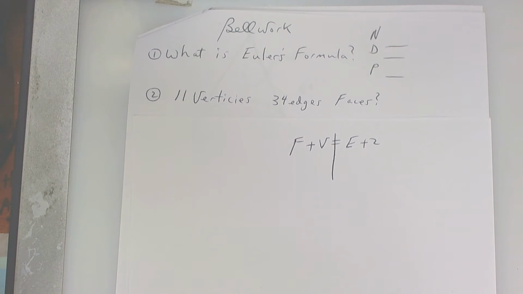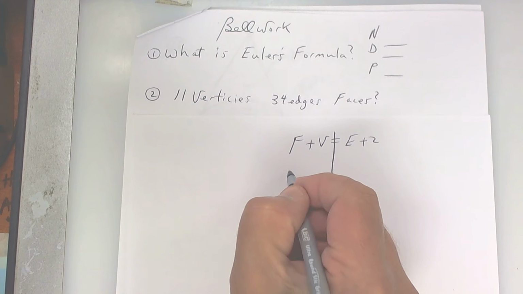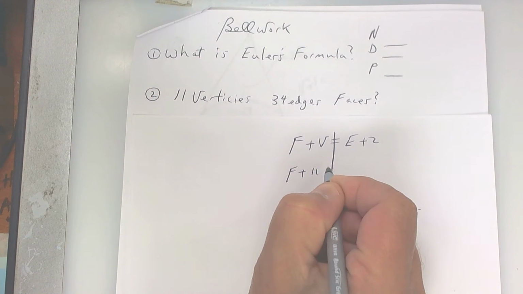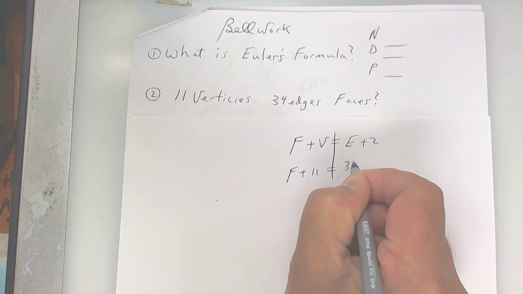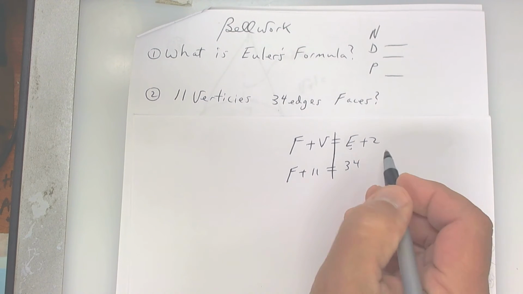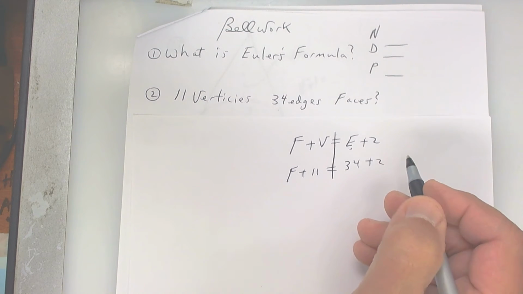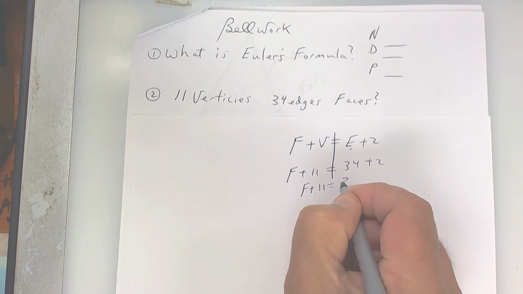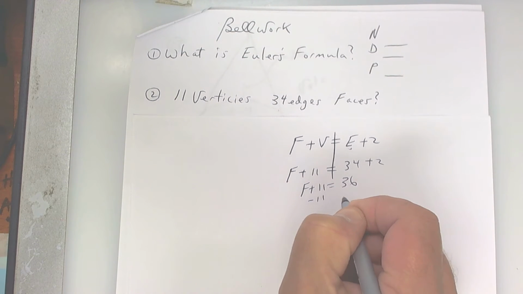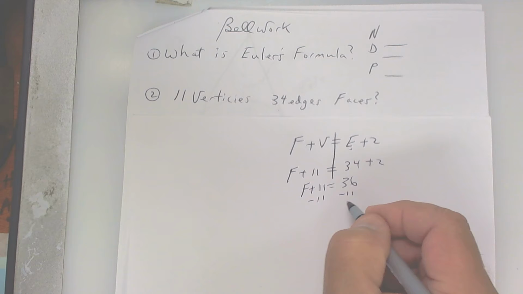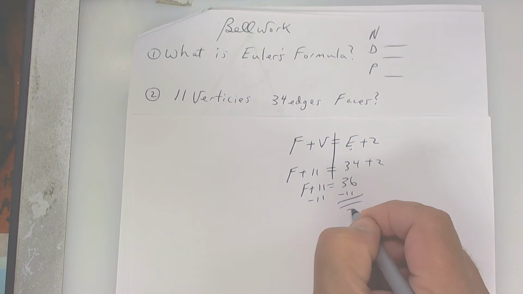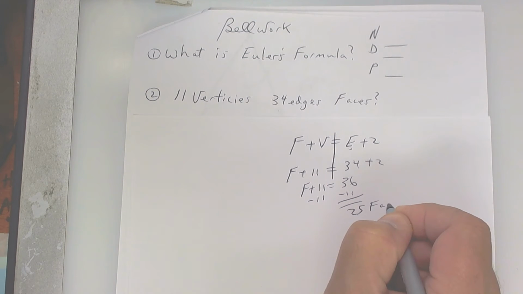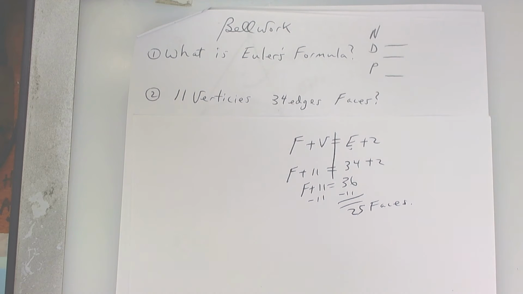So you have 11 vertices. You're looking for the faces. So plus 11, and that equals 34 edges right here, plus 2. So if you solve that equation, you will get your answer. So that's 36 minus 11, and your answer is going to be 25 faces. It's real simple. Say it to yourself: Florida Virtual School, Episode 2.